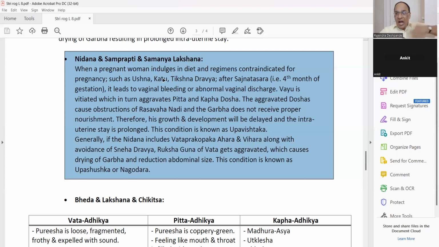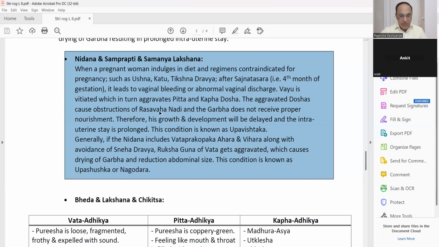Katu, spicy, tikshna dravya. What is that? That is the 4th month of gestation. If she takes it after that Sanskar, after the 4th month, then that is the problem. It leads to vaginal bleeding or abnormal vaginal discharge. Vayu is vitiated; first Vayu gets disturbed, it disturbs Pitta, and it disturbs Kapha also. So all the 3 doshas, the aggravated doshas, cause obstruction in Rasa Vaha Nadi.